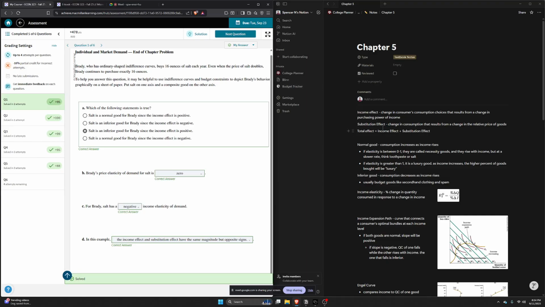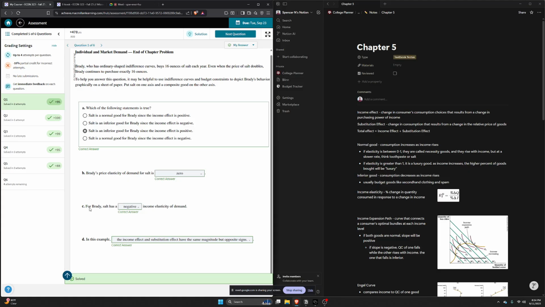He still bought the same exact stuff. I also didn't get it because the textbook gave an example of a normal good, and they said toothpaste or salt. So this made me think it was a normal good, but I don't know. The homework didn't agree with the textbook at this point. So it's an inferior good because the income effect is positive, which I also don't agree with because the income effect is 0.